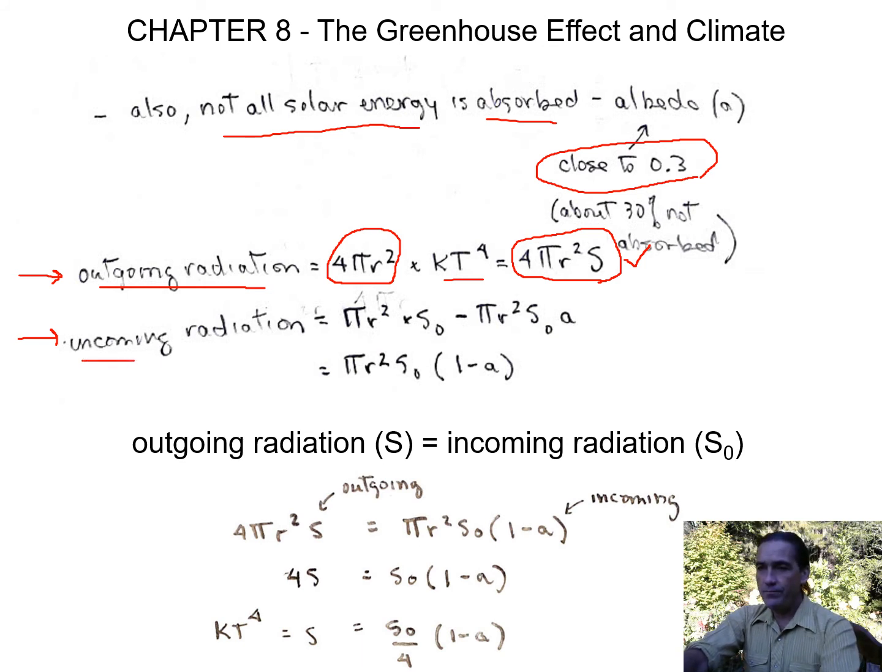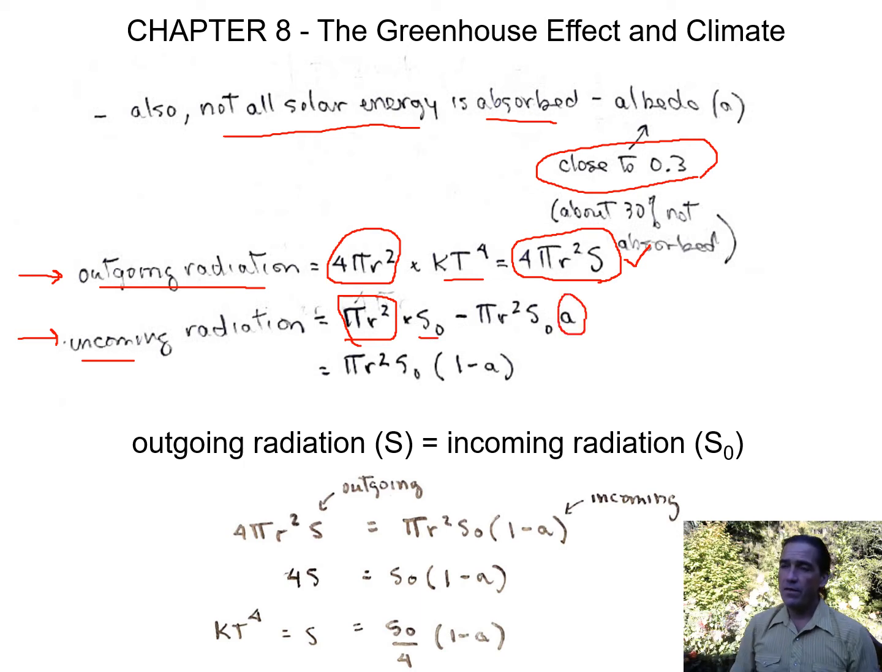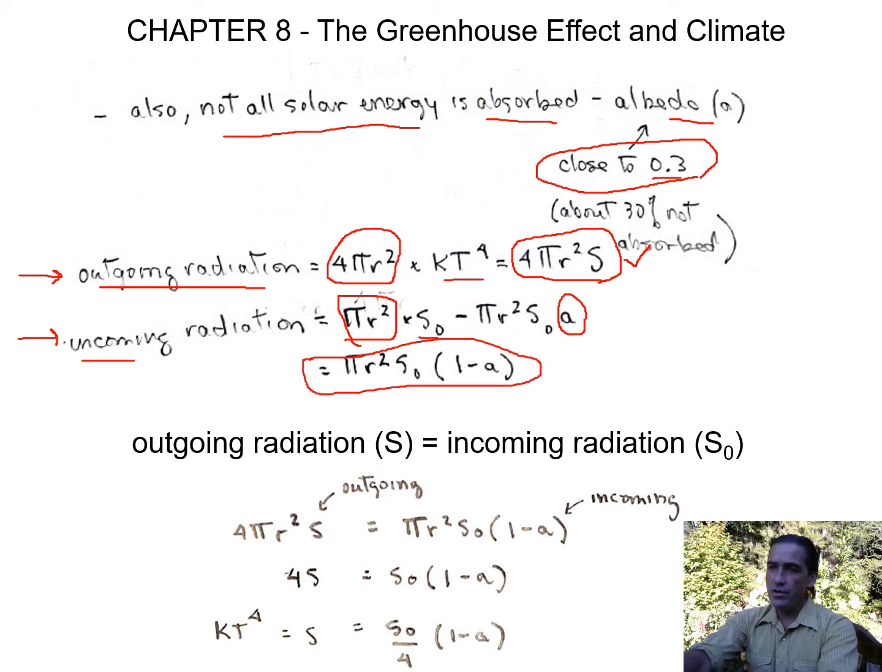Now, incoming, we need to treat it like a disk, and this is incoming, but we're going to subtract some of that which is being reflected. So A is for albedo, so we need to take that into account. We're going to end up entering 0.3 for this value. And so this simplifies to this relationship here. So this is the incoming.